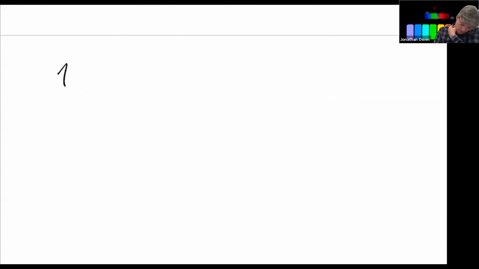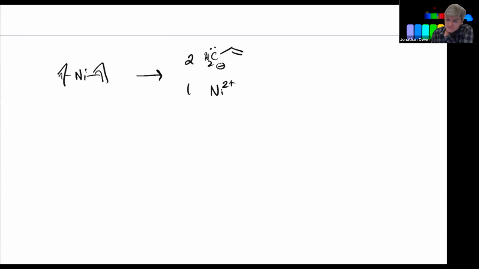Let's do our nickel bis(pi-allyl). We're going to break this apart into allyl anions. The lone pair on carbon. And that gives you one nickel 2 plus. 2 anions coming off. Closed shell. So this is nickel 2. How many electrons are left? Nickel, palladium, and platinum have 10 electrons to begin with, and it becomes d8 when it's nickel 2.